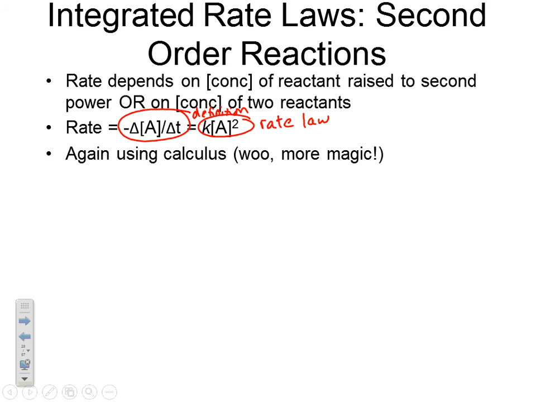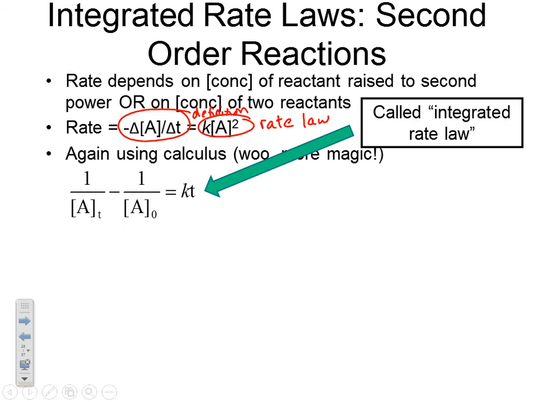Again, using our magical calculus, it's not really magical, we're integrating with respect to initial and final concentrations of A and with respect to time, we can get this equation, which is our integrated rate law for second order reactions. Notice this is different than our integrated rate law for first order reactions. We have a different relationship here because it's second order rather than first, so we have a different power that we're using.